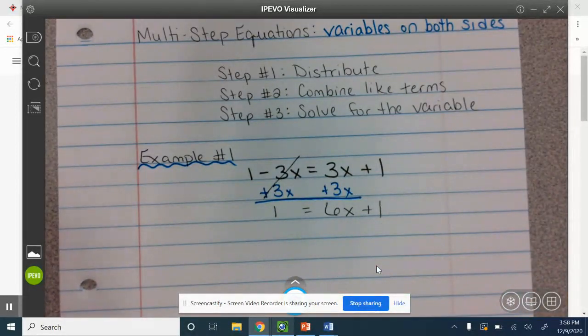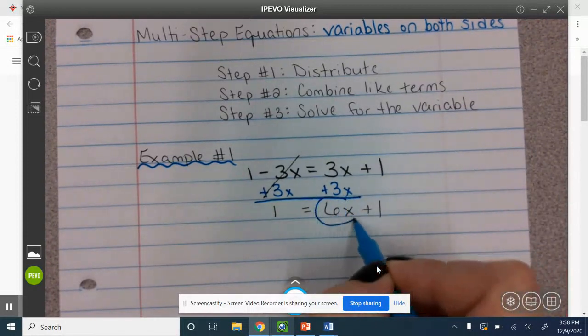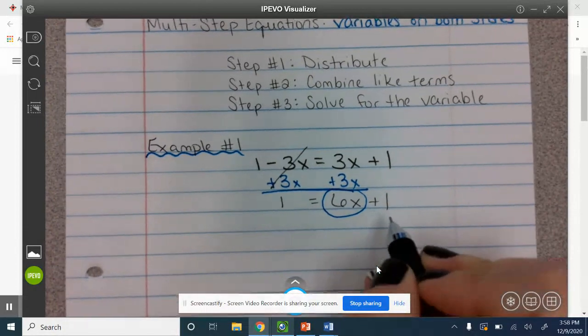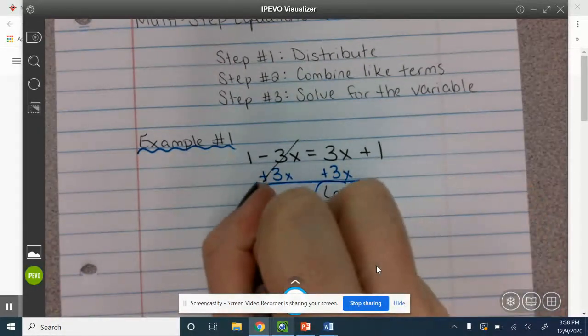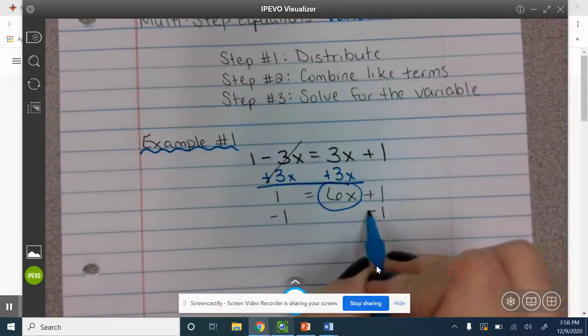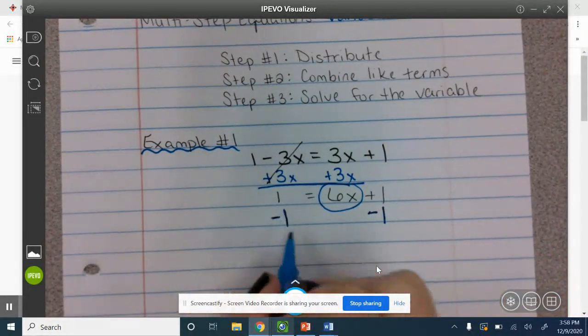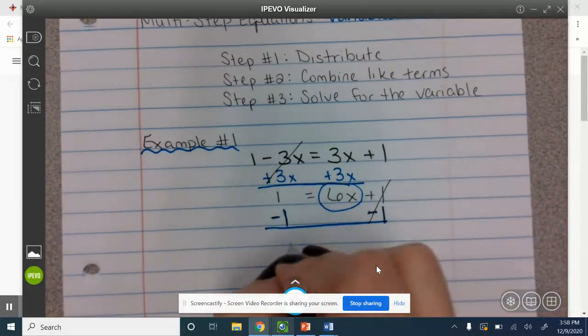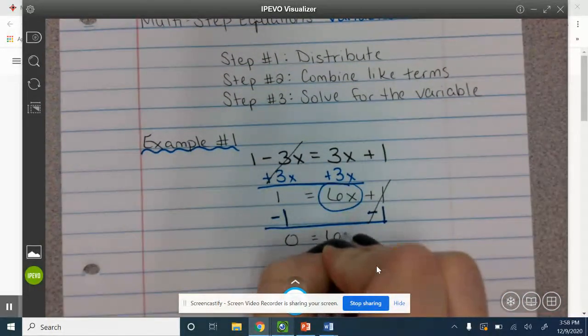So now I'm down to a normal 2-step equation that we've been working on. I'm going to circle my couple, my 6x. How do you kick out plus 1? What is the opposite of adding 1? It is subtracting 1. Ooh, I should have written that in blue so it would stand out to you. Sorry about that. So 1 minus 1 is 0 equals 6x.